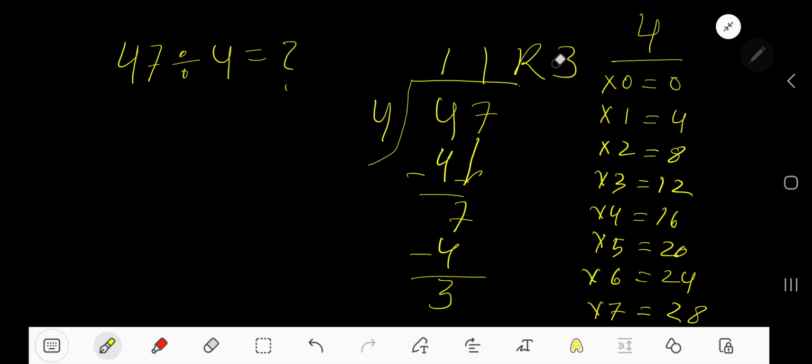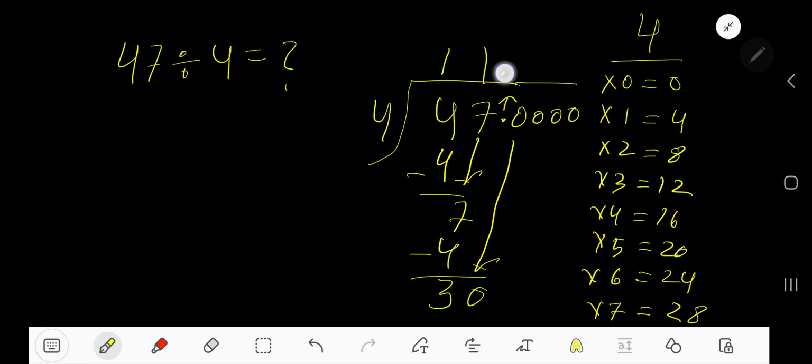If you want to write your answer in decimal form, then put a decimal here, add a number of zeros, and bring down the first 0. Before this 0 there is a decimal. The decimal must come into the quotient directly.